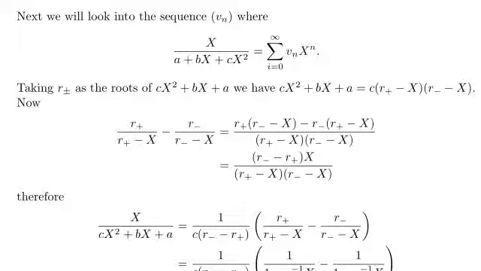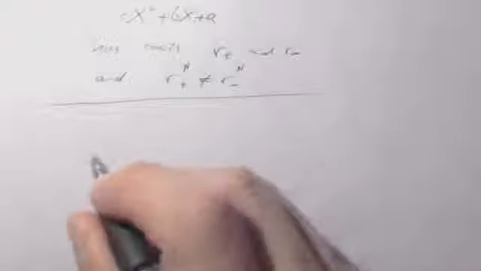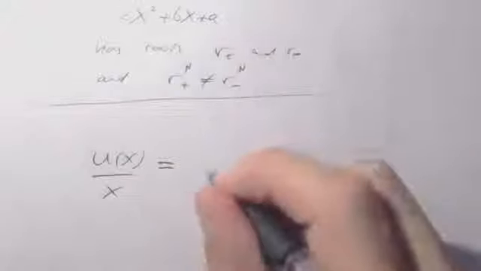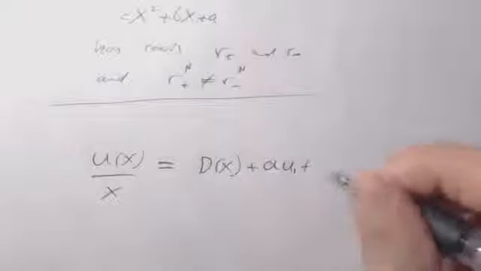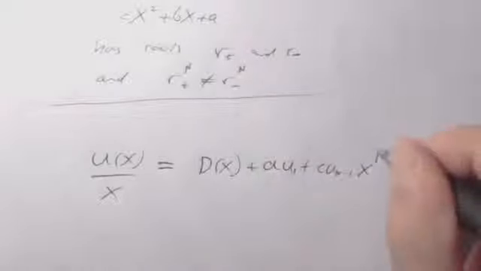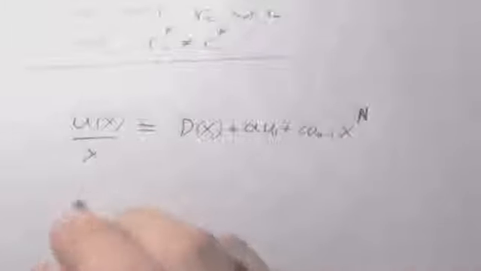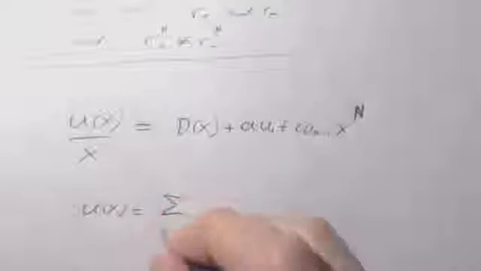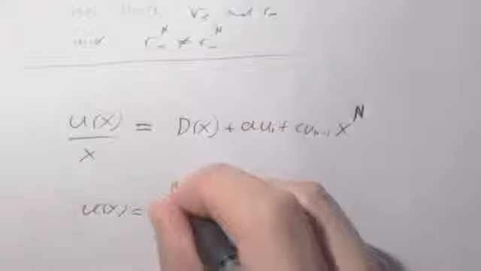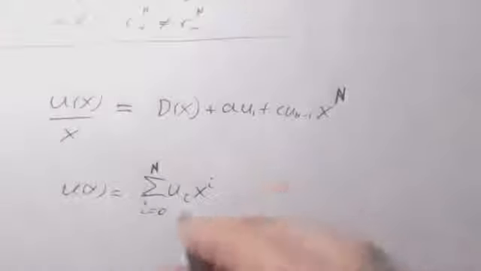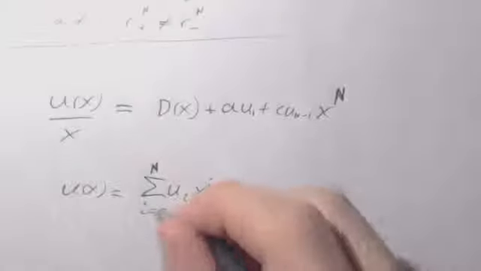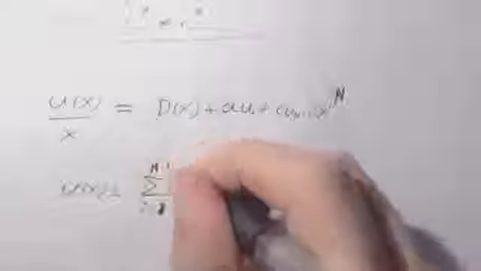Right, let's see. If we recall, going back to the setup at the start of this section, we had this equation: u(x)/x = d(x) + a u_1 + c u_{n-1} x^n, where the function u(x) is a polynomial summing from i equals 0 to n of u_i x^i. However, u_0 and u_n were 0, so we might as well consider this as being from 1 to n-1.